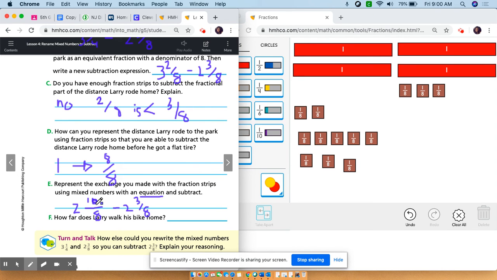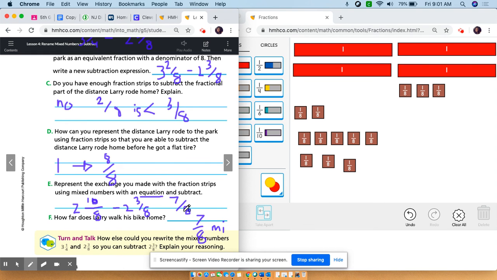All right, so 2 minus 2, those cancel out, so I'm not going to have any more whole numbers. And I'm going to do 10 minus 3, which is 7 out of 8. The denominator stays the same. We do not change it. So how far does Larry walk his bike home? He walks it 7/8 miles. Okay, remember to always label.